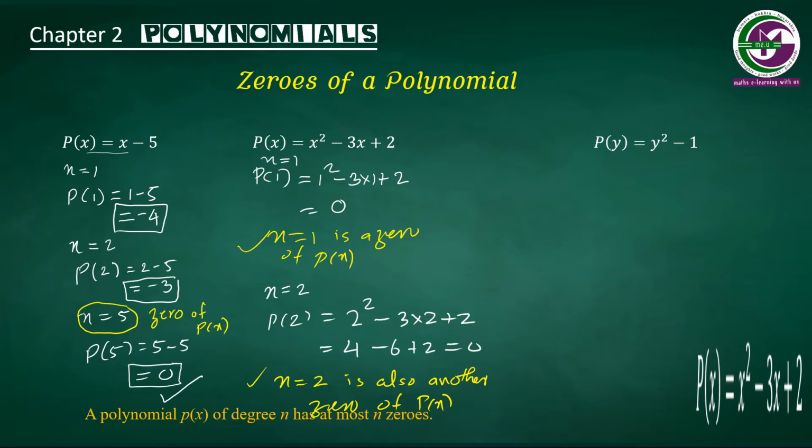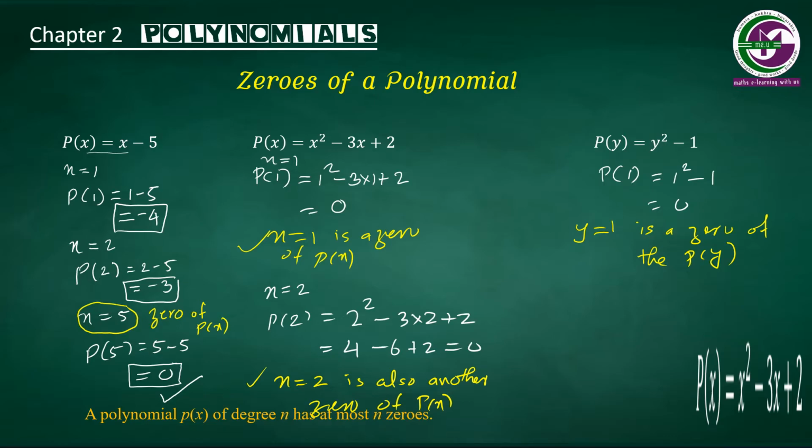Next example, y square minus 1. So we'll check p of 1. So it is 1 square minus 1 equals 0. So 1 is a 0. Y equals 1 is a 0 of the polynomial, okay? 0 of p of y.